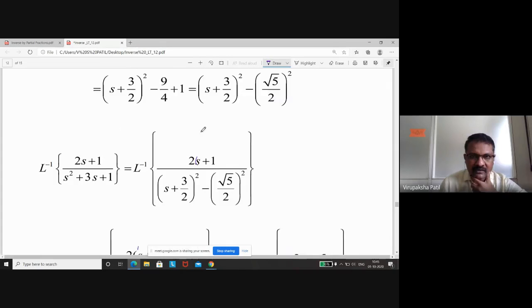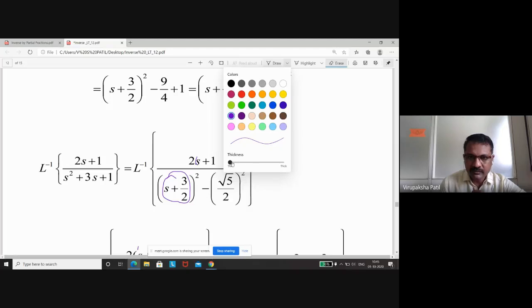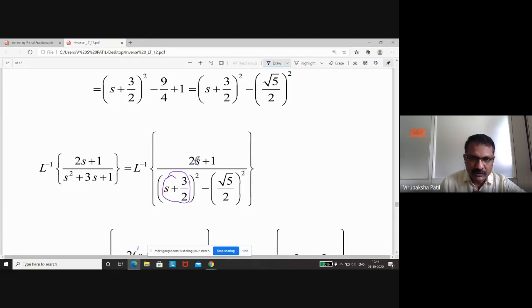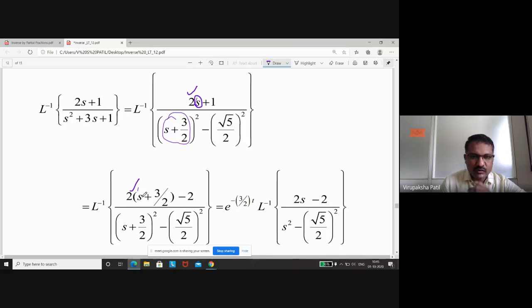Yes, sir. Okay. So here the denominator is in terms of s plus 3 by 2. That is of the form s plus a. Am I right? So what you need to do here is express your numerator, wherever s is there, also in terms of s plus a. A is 3 by 2 here. So wherever s is there, keeping the constant as it is, we will replace s by s plus 3 by 2. So it becomes 2 into bracket s plus 3 by 2.